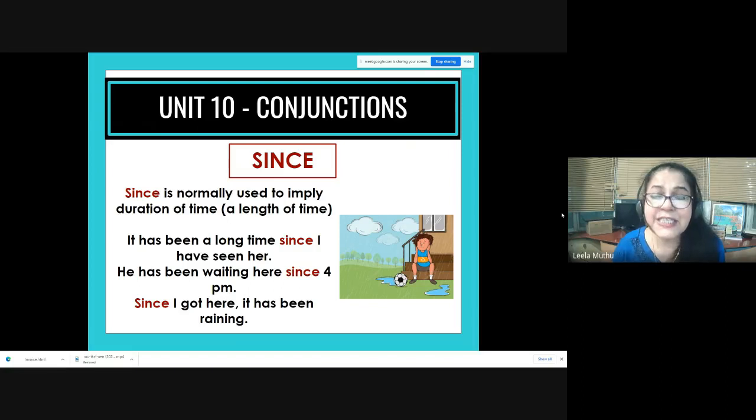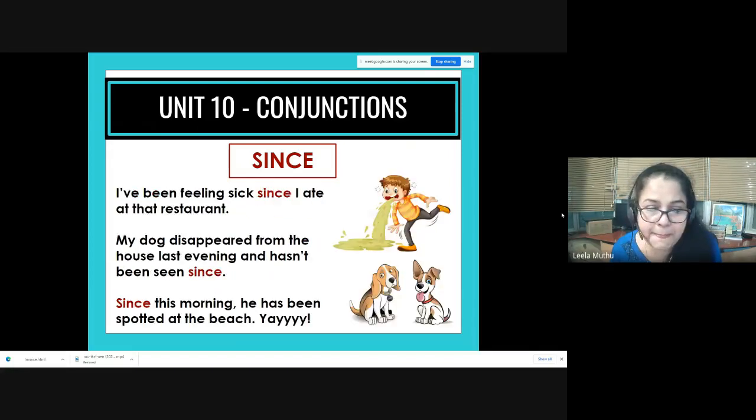He has been waiting here since 4 p.m. So the duration of time from 4 p.m. he's been waiting since a long time, since 4 p.m. Okay, since I got here, it has been raining. Shows a duration of time that from the very moment that he came there, it has been raining. Shows duration of time. Since I got here, it has been raining. Okay? I've been feeling sick since I ate at the restaurant. So from the moment or from the time I ate at that restaurant, I've been sick.